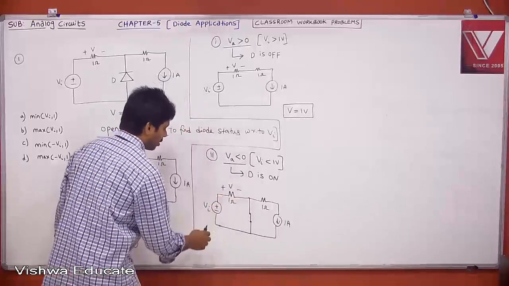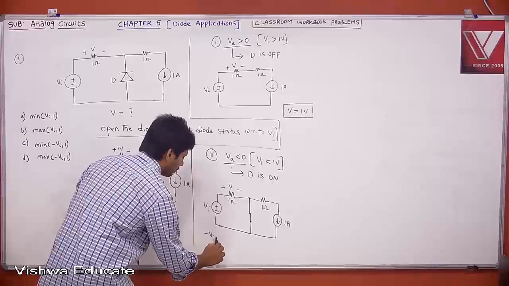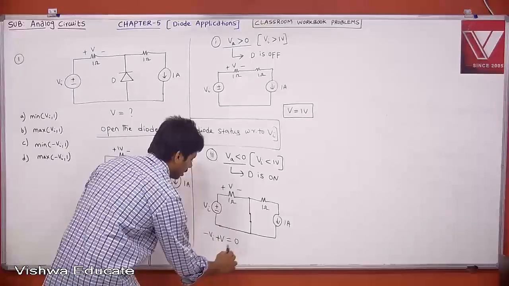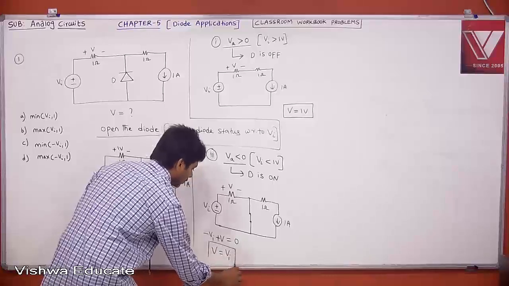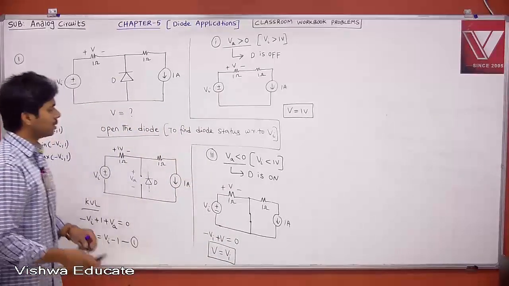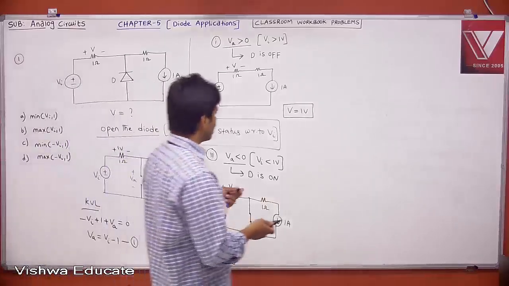Then apply KVL. When you apply KVL, minus Vi plus V is equal to 0. Then what is your V? Your V is equal to Vi. That is what this is. Therefore, now you got to know what V is with respect to Vi.